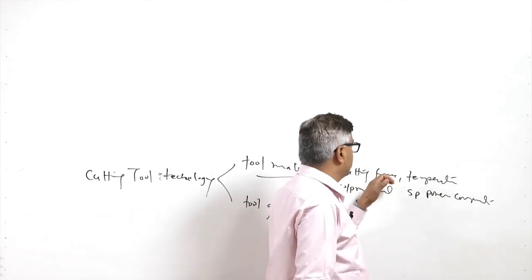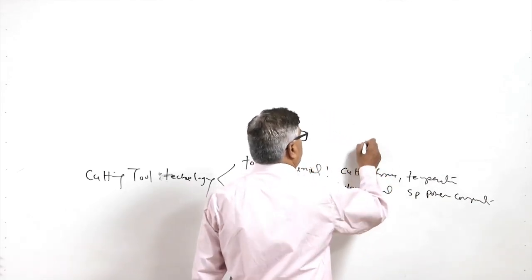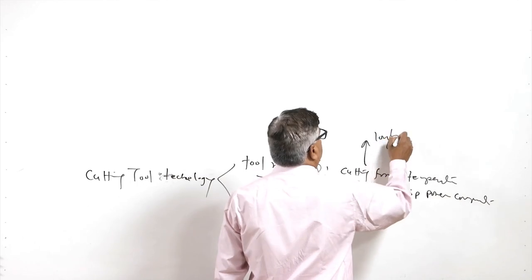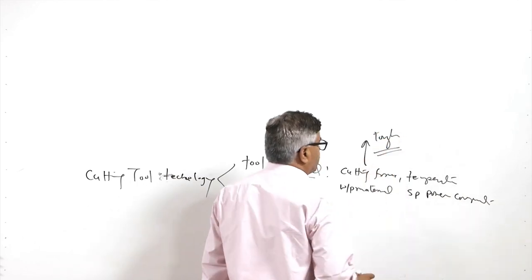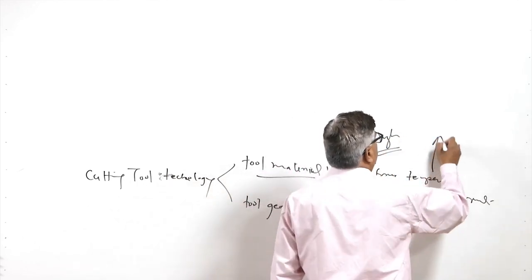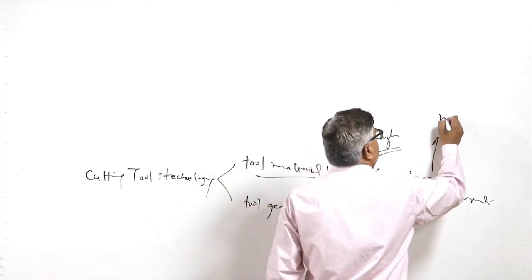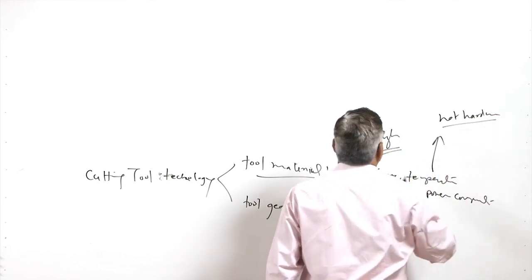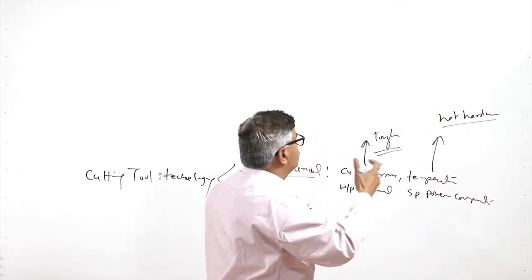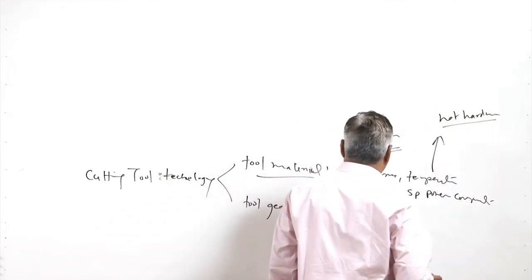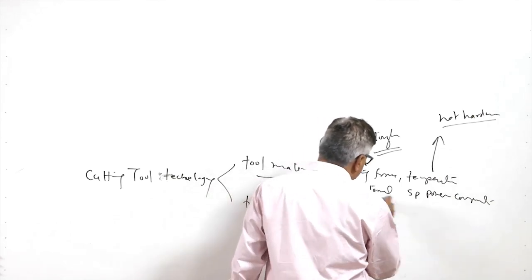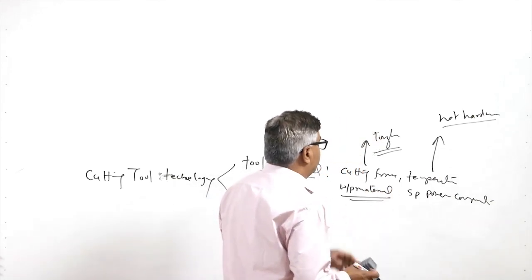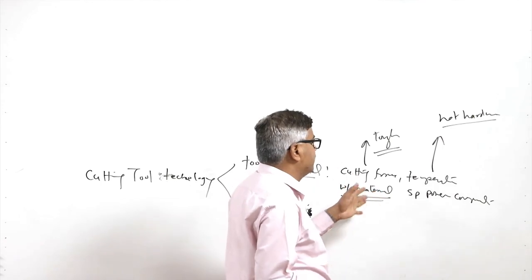In light of the cutting forces, if the cutting forces are too high, then we will select a tough tool material. If the temperature is too high, then we will select high hardness tool materials. Obviously high hardness tool materials will have somewhat lower toughness, and similarly the work material is also kept in mind, whether it is soft or hard and brittle.